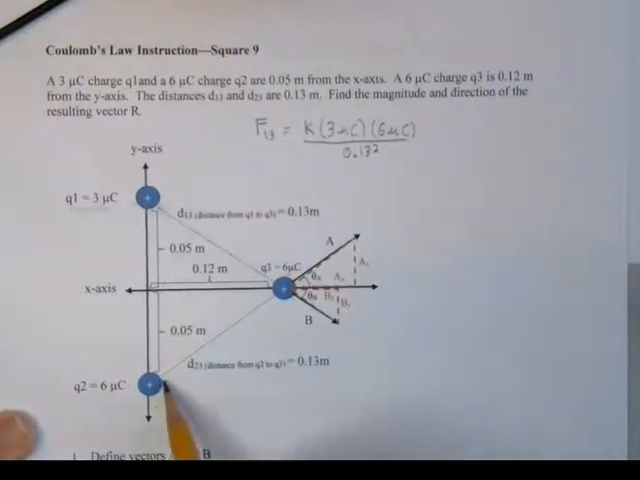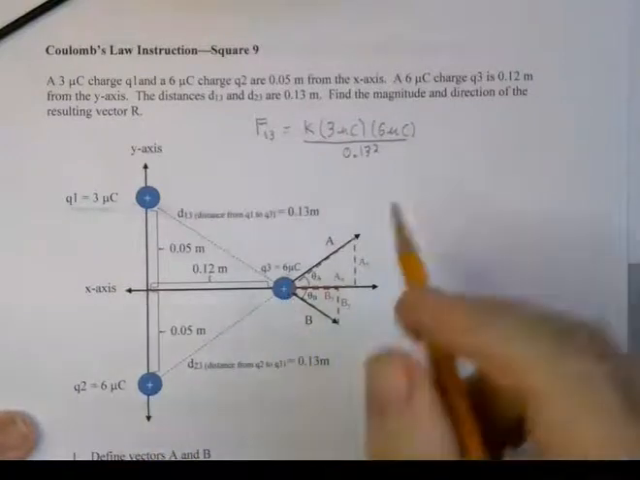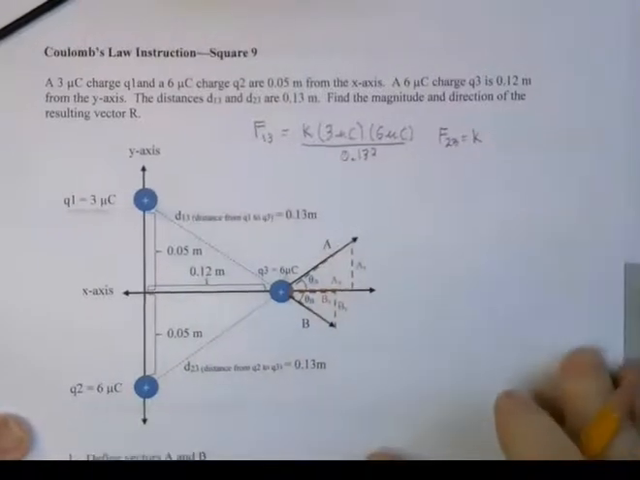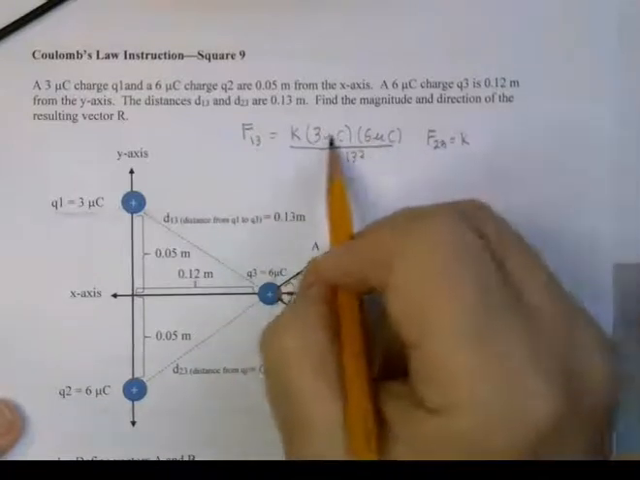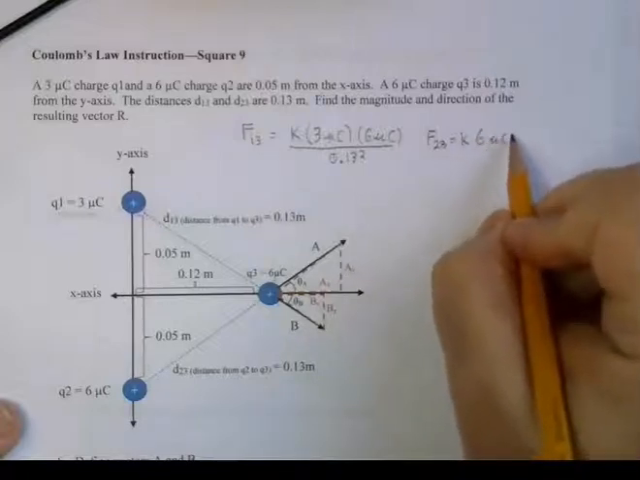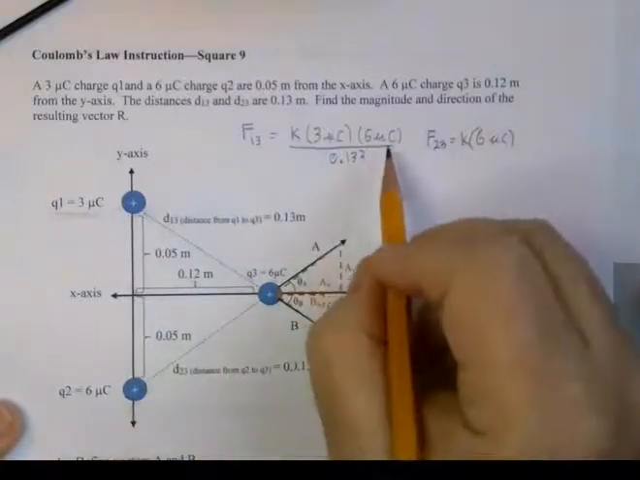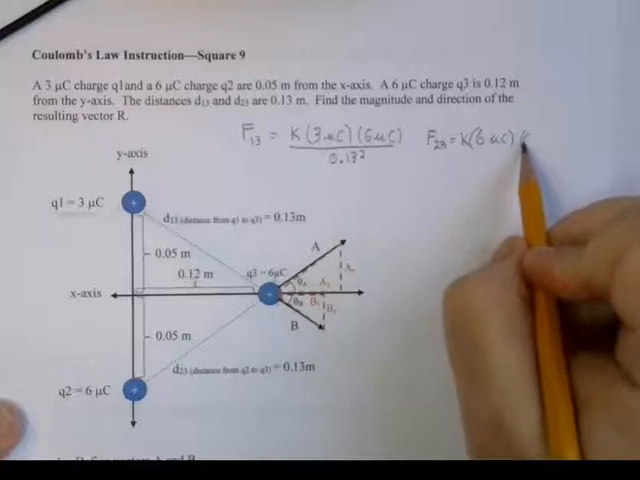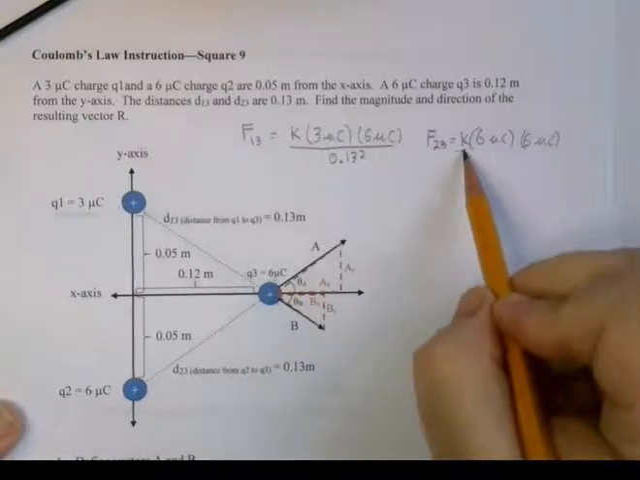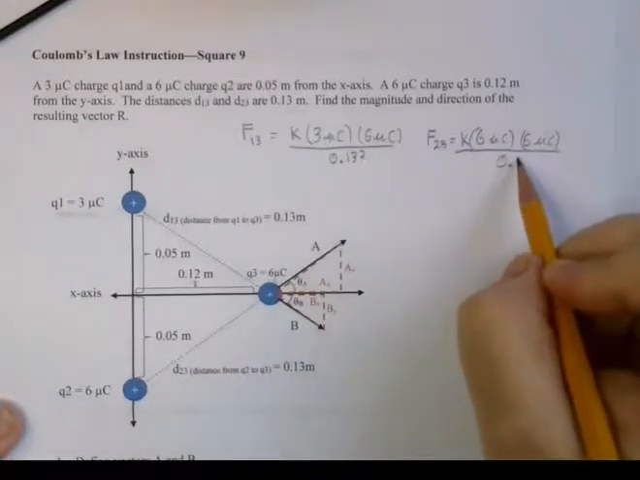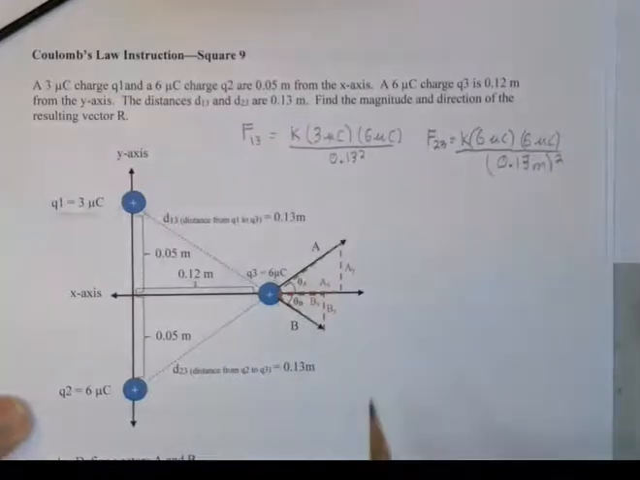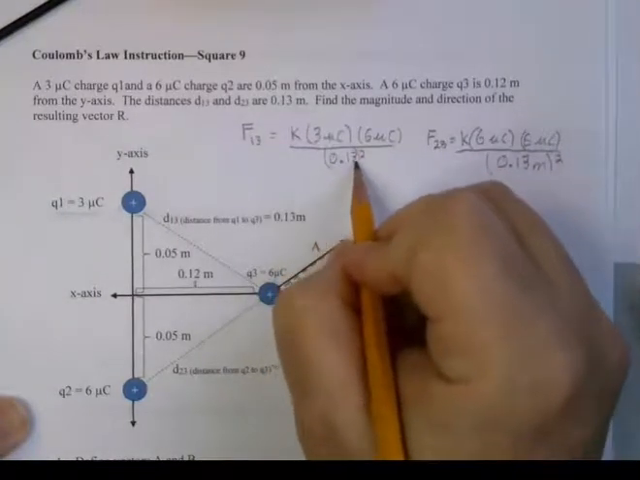squared. Now let's write it for these two, the force between Q2 and Q3. So that's going to be F23 equals K. I'm not going to actually crunch the numbers right now. That's why I'm just writing it in shorthand here. And that's going to be 6 microcoulombs. That's Q2. And then Q3 also, just like it was in this equation, is also 6 microcoulombs. So it's this 6 microcoulombs here and this 6 microcoulombs there. And again, the distance is the same. So it's 0.13 meters squared. So we're just kind of looking at this conceptually. And that should be meters squared.